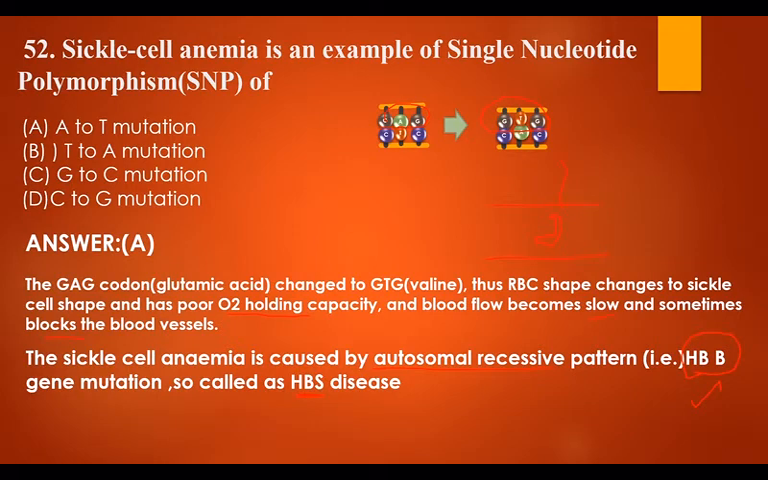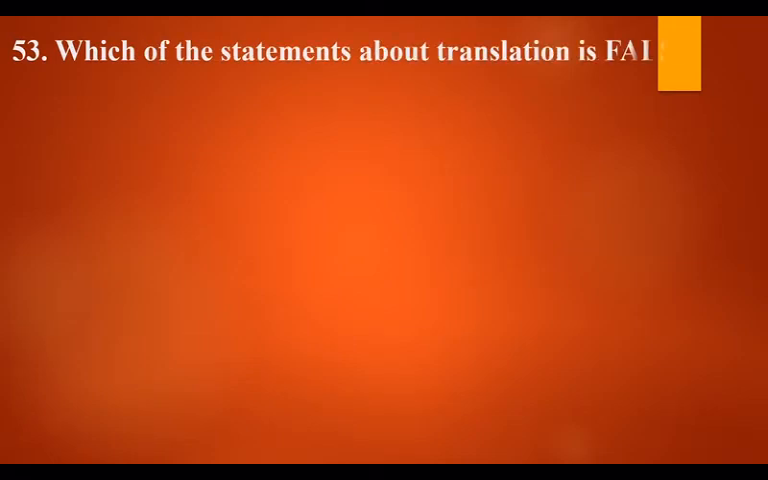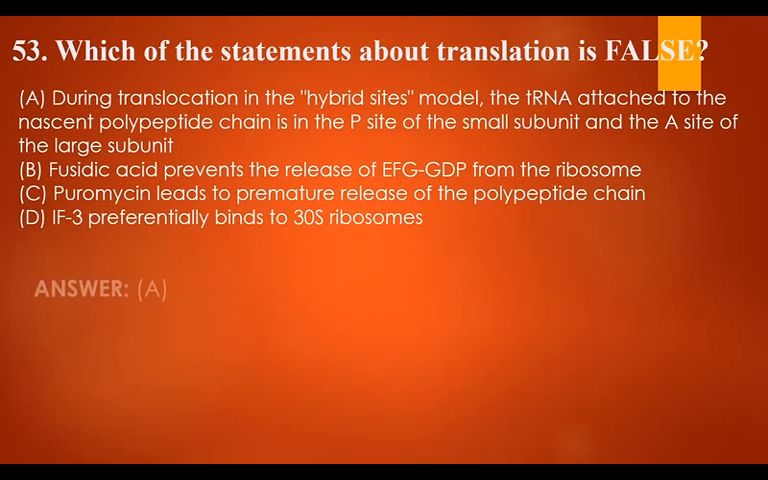Next question, which of the statements about translation is false? These are the options. The answer is option A. So here, during translocation in the hybrid site model, the tRNA attached to the nascent polypeptide chain is in the P site of the small subunit and the A site of the larger subunit.